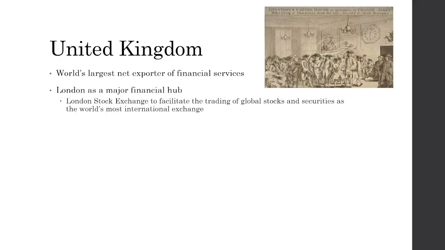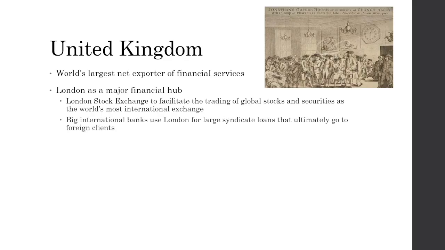So let's look at our individual countries and see how globalization has affected them. The United Kingdom is the world's largest net exporter of financial services, and London is a big financial hub. It's because it's home to the London Stock Exchange, which used to be housed in a coffee house. Just so you know, I actually have a short on this if you want to go watch it. And the London Stock Exchange facilitates the trading of global stocks and securities. So it's the world's most international exchange.